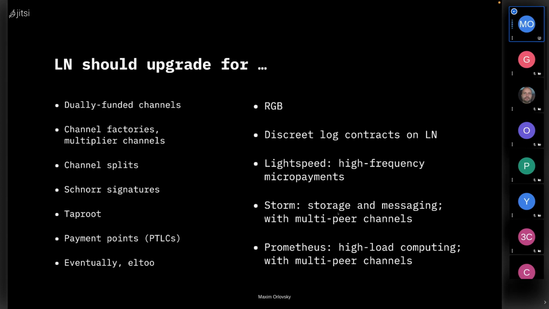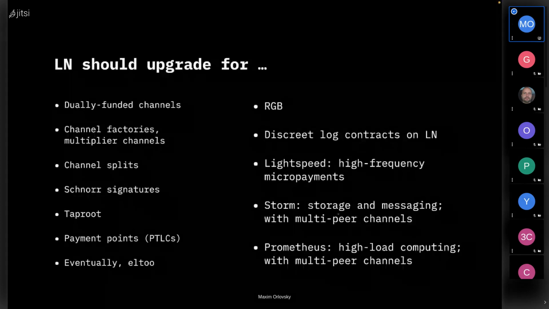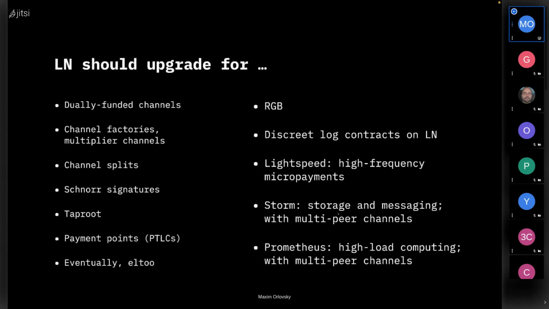And additionally to RGB, there are a number of other proposals for interesting applications on top of Lightning Network, which were never implemented or experimented with because of the complexity of the standard modification, because of the complexity of modification of existing Lightning node implementation code, and so on and so forth.